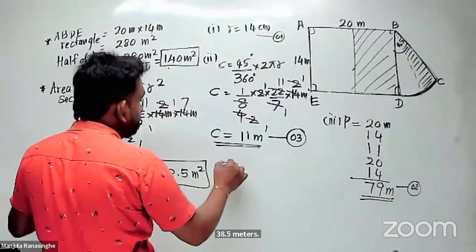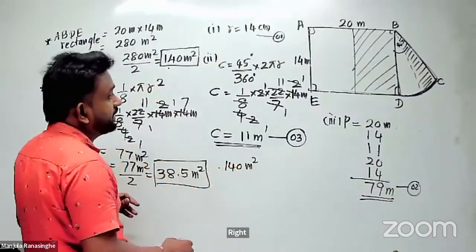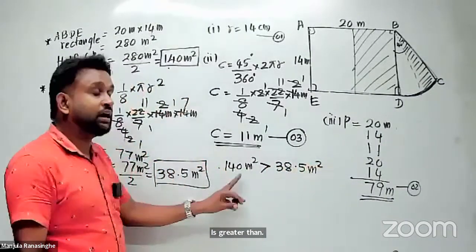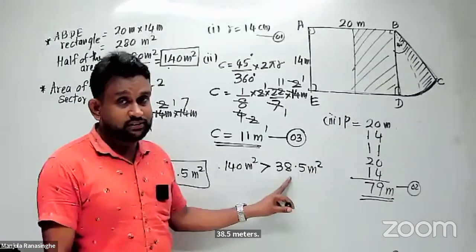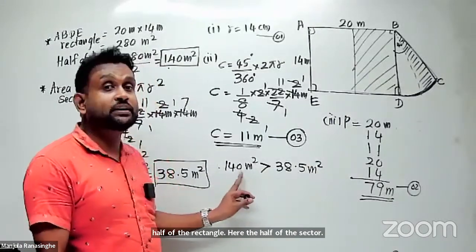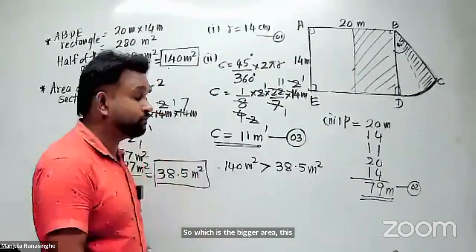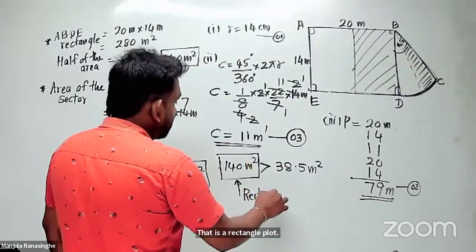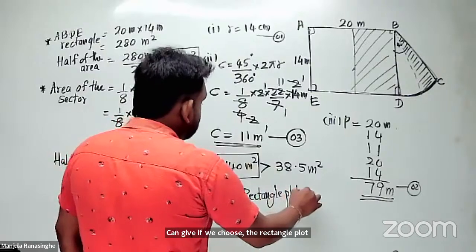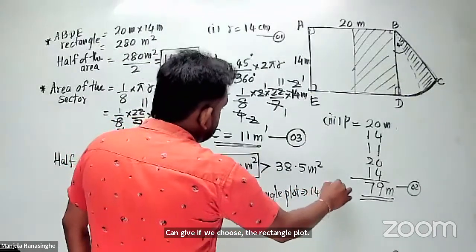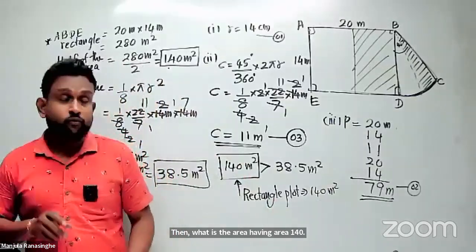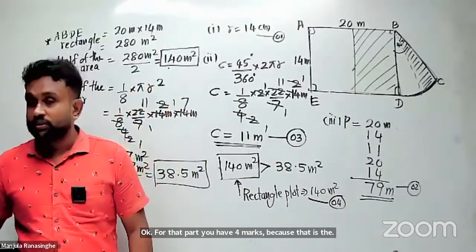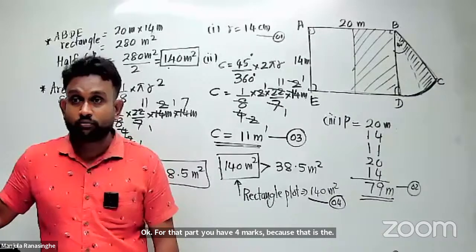Now you can compare these two. Write 140 square meters, the half of the rectangle, is greater than 38.5 square meters, the half of the sector. So which is the bigger area? This one. Then find the area of the appropriate plot. This is the plot, a rectangle plot. We choose the rectangle plot. Then what is the area? Having area 140 square meters. That is the bigger one. For that part you have 4 marks because that is the biggest part of this question. Okay, write it down.